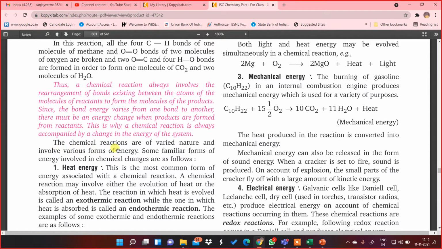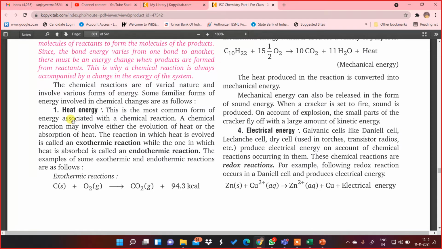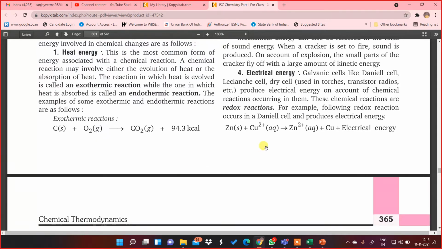So based on this, the chemical reactions are of varied nature and involve various forms of energy, which will be discussed now. The first one is heat energy. The reaction in which heat is given out, we already know, is an exothermic reaction, but the reaction in which heat energy is absorbed is called an endothermic reaction. So here, look at this reaction. Carbon plus oxygen forms carbon dioxide, and over here a plus sign is given for the heat which is given out. It is an exothermic reaction. So the heat energy which is given out, we put a plus sign on the product side, for an exothermic reaction.